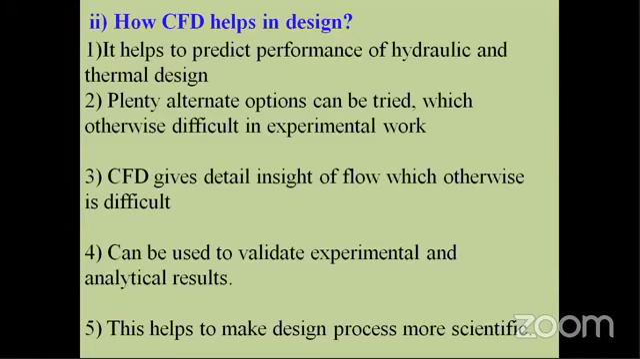Next, we can try plenty of alternative options, which otherwise in experiments are time consuming, require manpower, and are expensive. So we can try many alternative options. For example, I can try 100 cases and study them on the computer, then shortlist maybe 5, and then go for experiments with those 5. So we can save time as well as money.